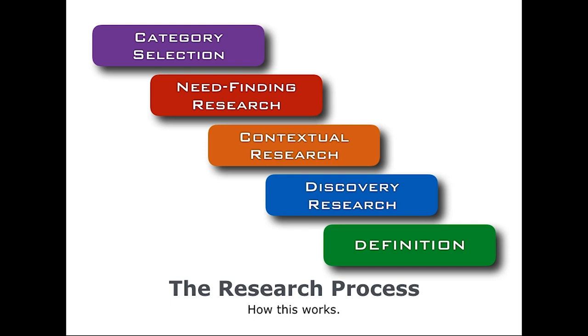Here is how the design thinking research process proceeds. One first selects the category or area to work in. Then there is initial need finding for a real human need. Next is contextual research for existing information, what has already been done. Then to discovery research to find new needs and insights. Finally, in the next phase is writing a project definition and brief.